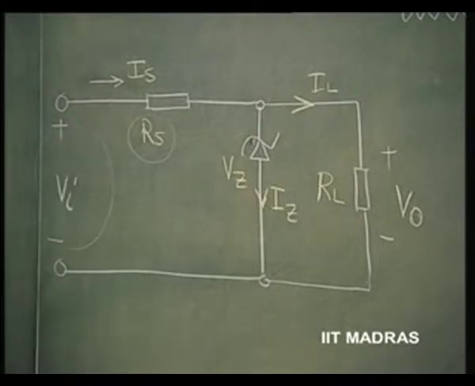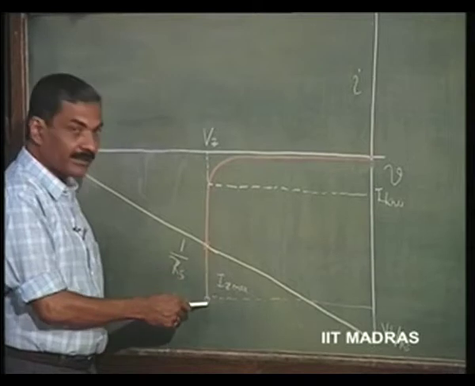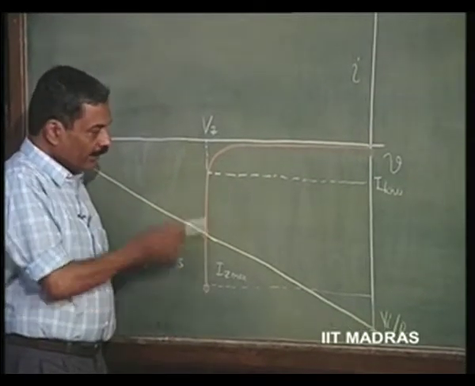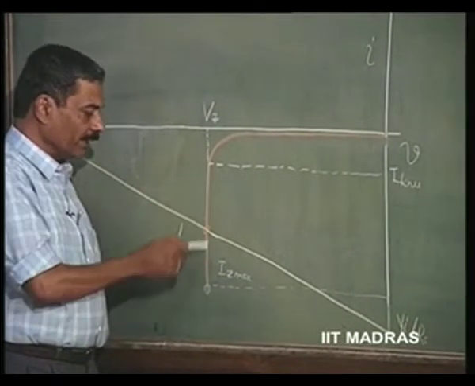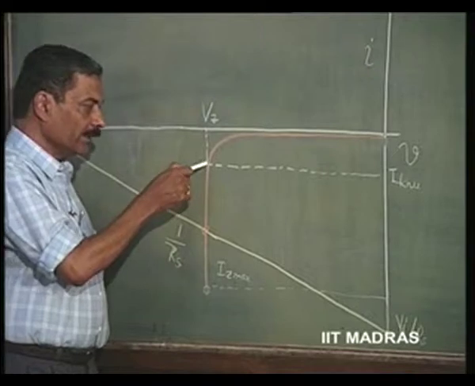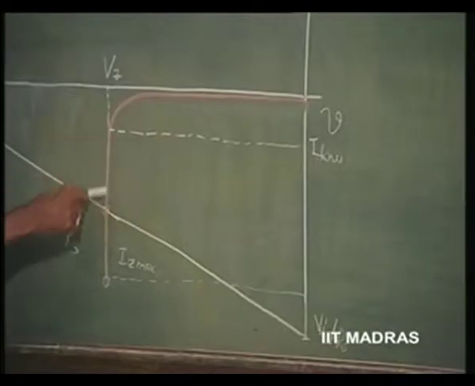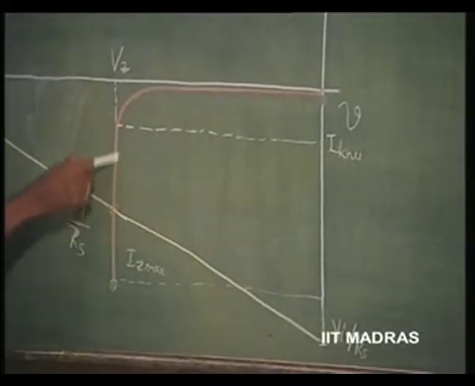So, the Zener characteristic, you know already, is a diode characteristic which has a breakdown characteristic like this. The Zener diode can operate anywhere in this range of operation, from the point where the voltage becomes almost constant and the current can vary to any value. This range is the region of operation for the Zener.